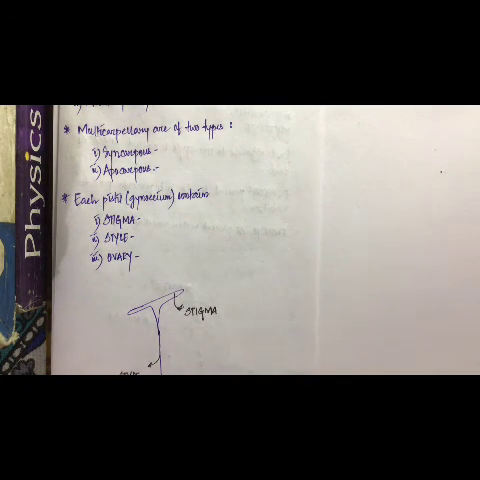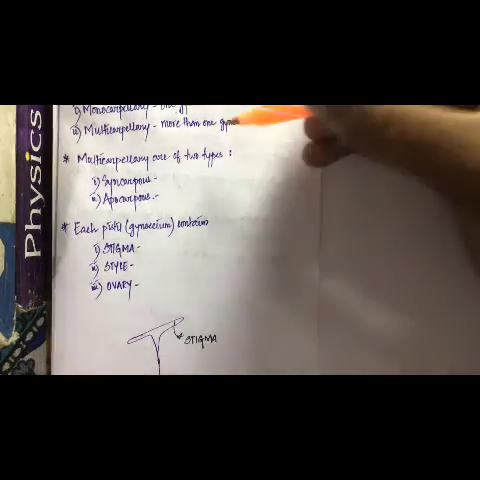Very important thing. Multicarpellary means the ones that contain more than one gynoecium. Such kind of flowers are called multicarpellary flowers. If these multicarpellary flowers are present, then they are of two different types. What are the two different types? Number one is syncarpous, number two is apocarpous.